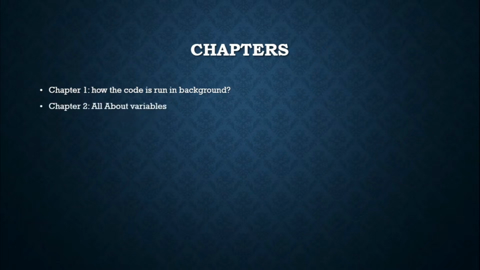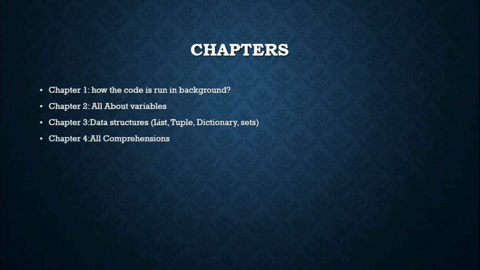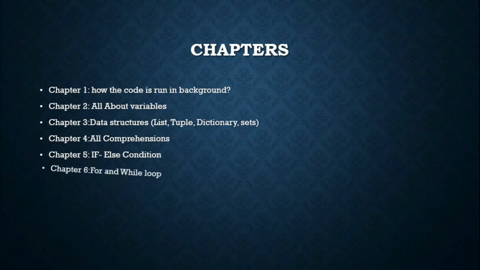In chapter 2, we are going to discuss all types of variables. Apart from that, we will discuss what a string is, and some of the pre-built functions available for string variables. In chapter 3, we are going to discuss data structures called list, tuple, dictionary and sets, which are predefined data structures in Python. In chapter 4, we will discuss all types of comprehensions. In chapter 5, we will discuss if-else structures and conditions, and in chapter 6, for and while loops.